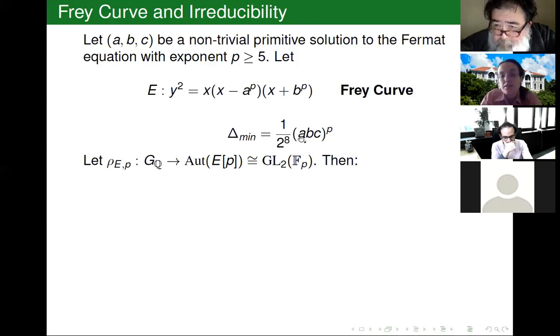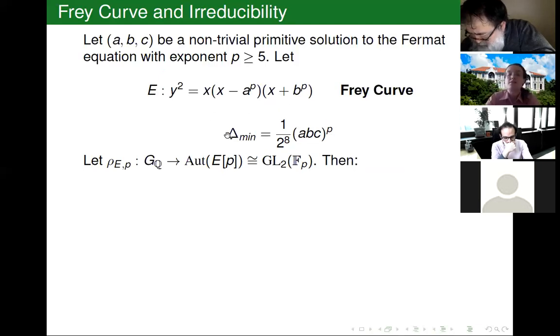But all this mysterious ABC goes together, packaged together with the exponent p, and the rest is just some constant. This is the form of discriminant that we look for in every elliptic curve that we attach to putative solutions of Diophantine equations. That's the key point of having a Frey curve.